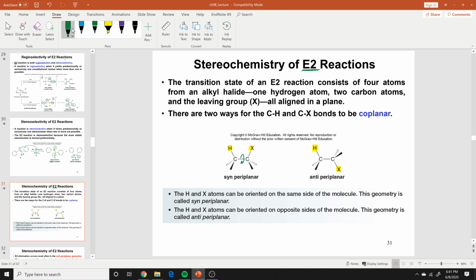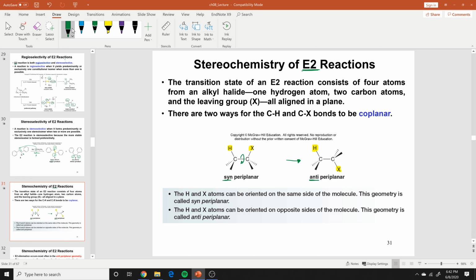So I can simply go from this orientation where the hydrogen and the X are on the same side to this orientation over here by a simple rotation. We're going to call the orientation where the hydrogen and the halogen are on the same side syn-periplanar. And when the hydrogen and the halogen are on opposite sides, this is going to be anti-periplanar. This is different than cis and trans.